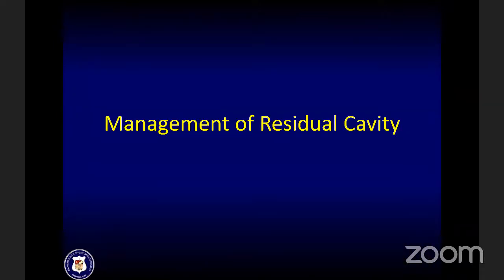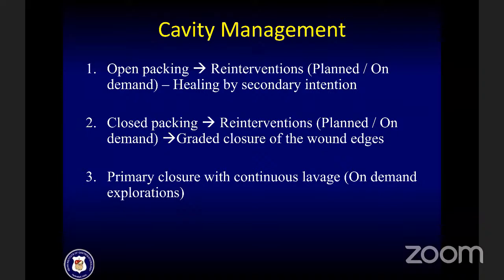The most important component, how do you manage the residual cavity, is the next question. The three popular ways to manage these cavities: first, open packing, and then you reintervene. It could be a planned reintervention when you find a lot of debris left behind which is not clearly demarcated, or on demand when the patient is deteriorating, or when you find on a CT scan that some more debris or collections are there, then you can re-enter and clear the debris. And open packing heals by secondary intention.